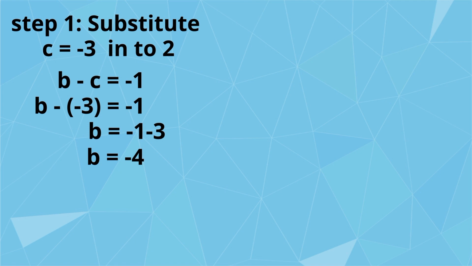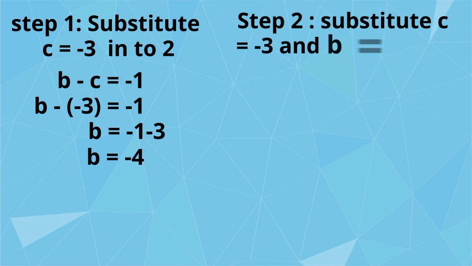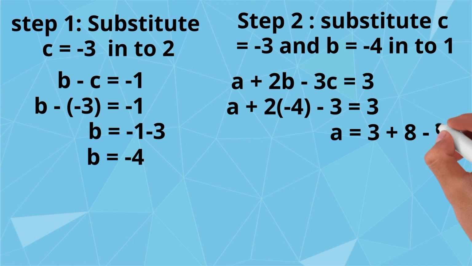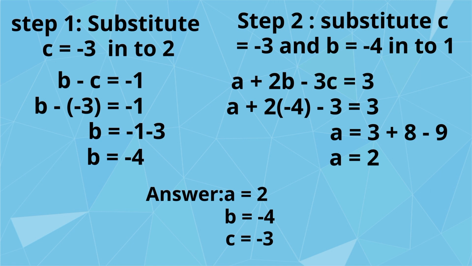So now how about the value of A? To get the value of A, we have to substitute C equals negative 3 and B equals negative 4 into the first equation. Finally, we have found the values of A, B and C, which is A equals 2, B equals negative 4 and C equals negative 3.